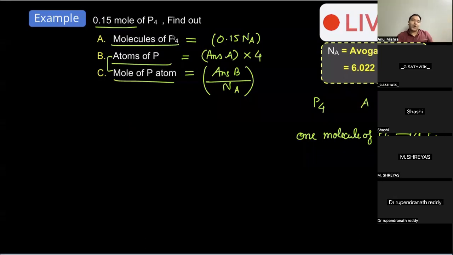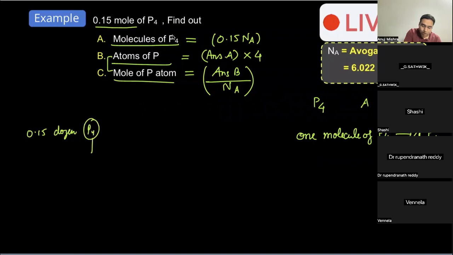You have 0.15 moles of P4. So how many molecules are there? Whose moles are these? P4 moles. How many moles? 0.15 moles. So what is the number? 0.15 Na. If the question is given, 0.15 dozen of P4 has how many P4, what are you going to do? You multiply it by 12, or not? Same thing we are doing with Na.